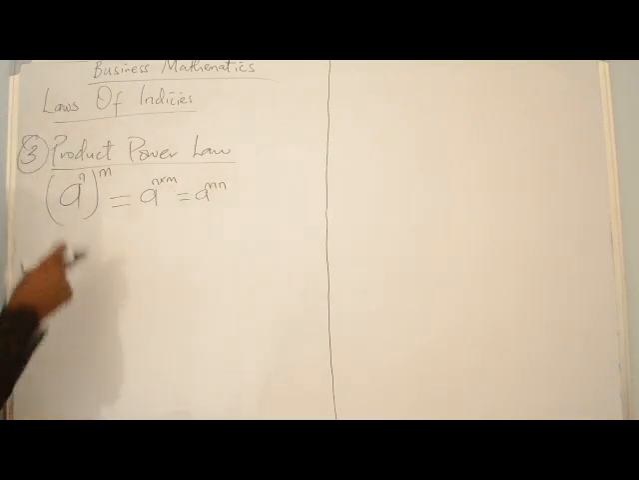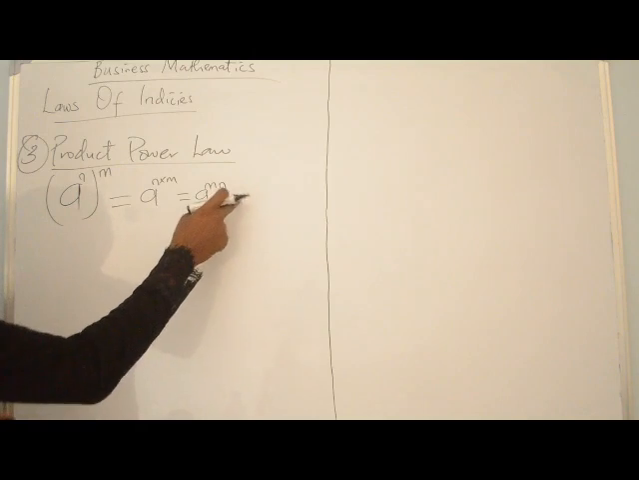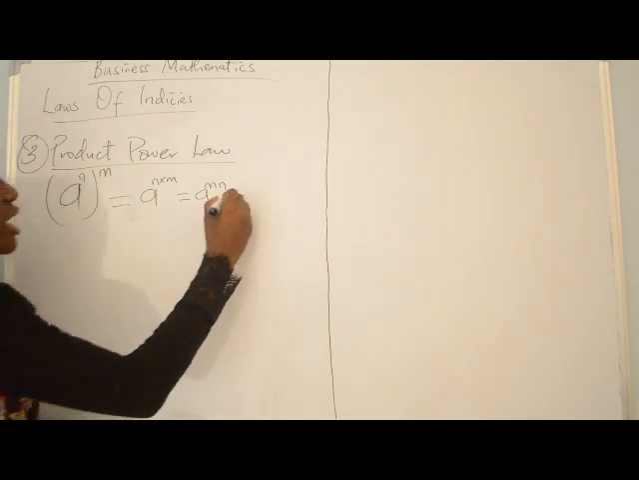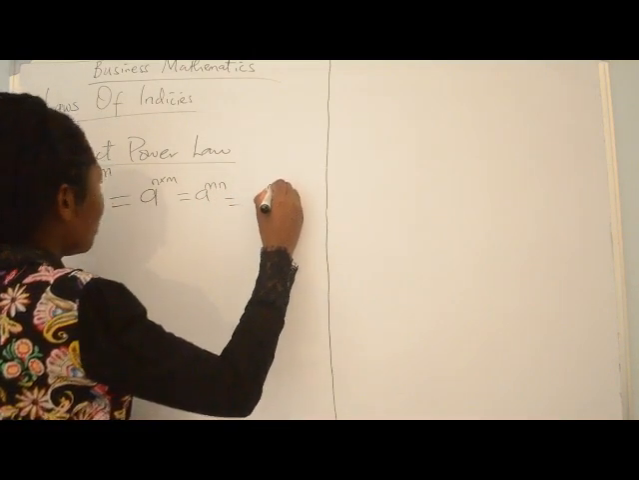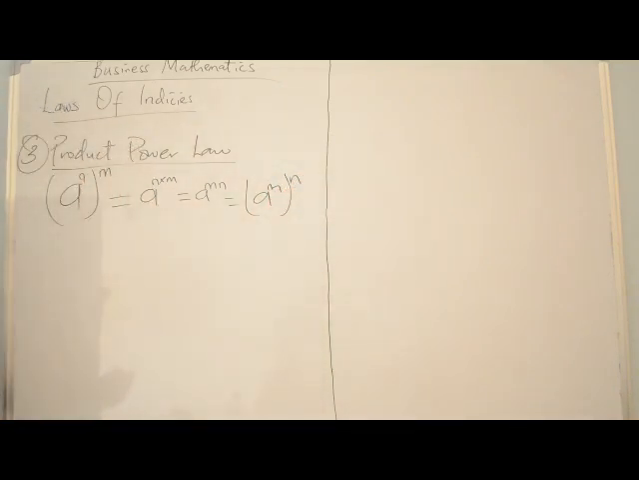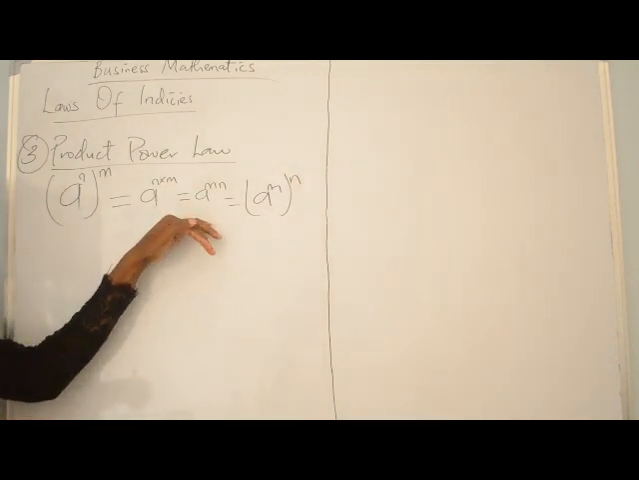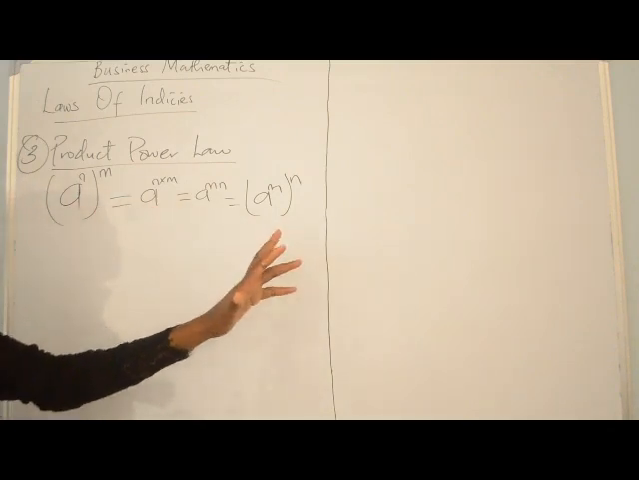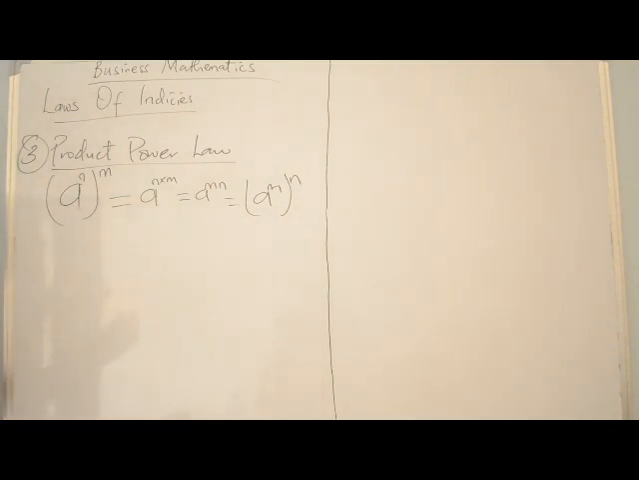You can also change this. We can change this to become a raised to power m in the bracket and n outside the bracket. Just a direct swap, but it's still going to give us the same answer. So this is what our product power law looks like. We can play with our figures and still have the correct answer.